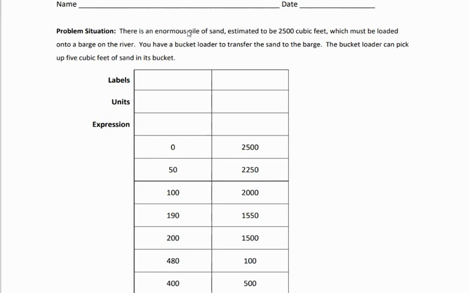Okay, so as you recall, the scenario is that we had an enormous pile of sand, right? There was 2,500 cubic feet of sand in it, and we need to load it onto a barge. So we're moving it from land onto a boat. You have a bucket loader to transfer the sand. The bucket loader can pick up 5 cubic feet of sand in a bucket.